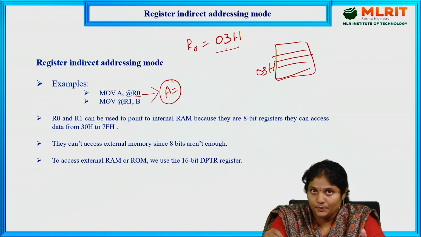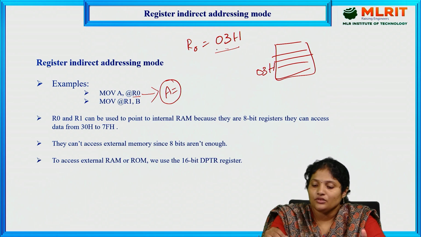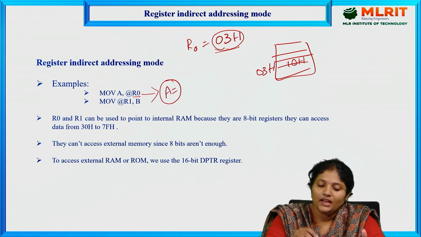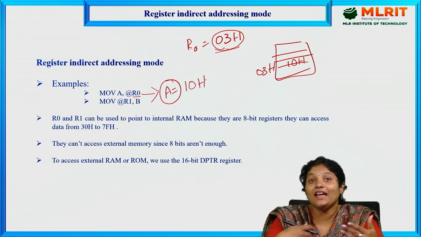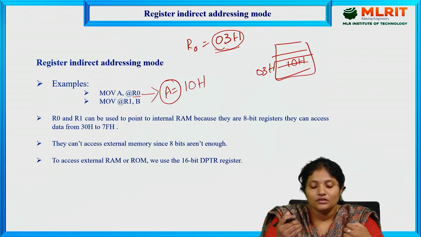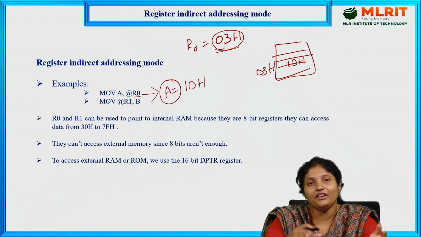So here it is specifying the address. At this address location, one data will be there, like if you consider it as 10H, then the A register will be loaded with 10H. So we are indirectly specifying the data, not directly. Here R0 will hold the address of the actual location of the data. This is how we indirectly specify the data.